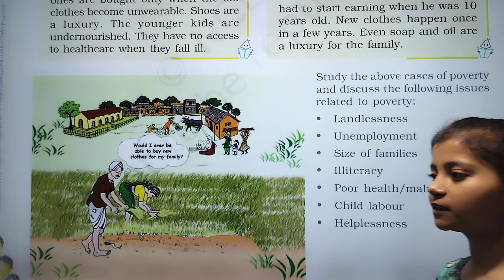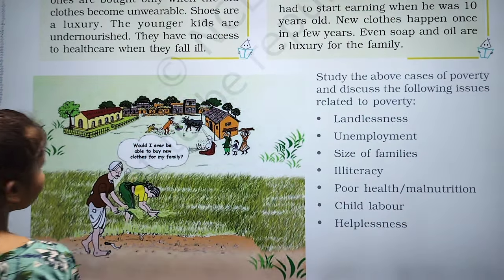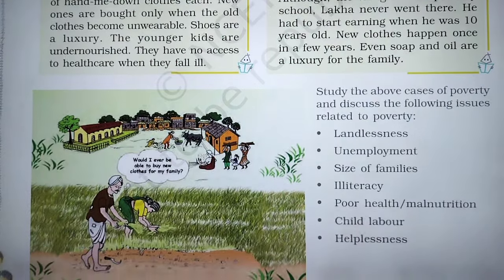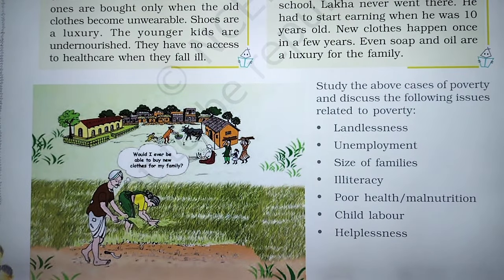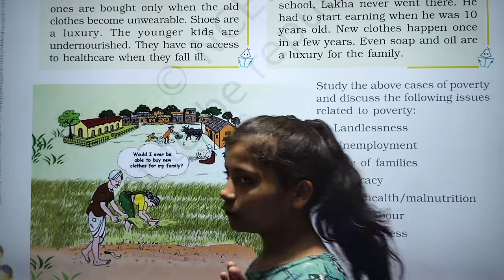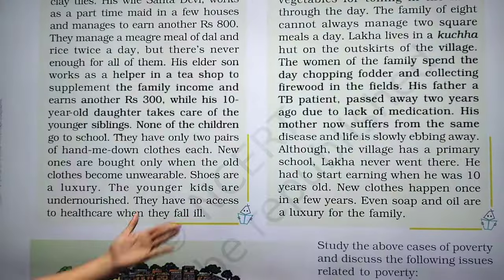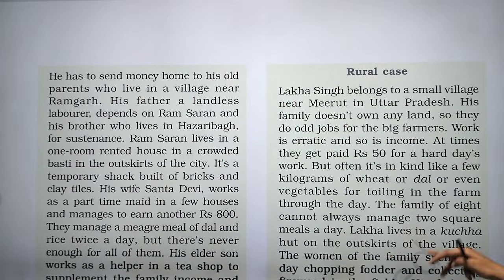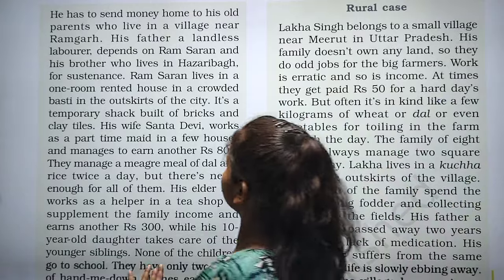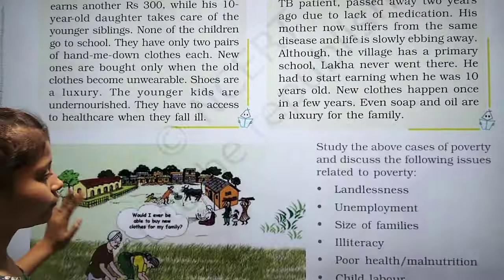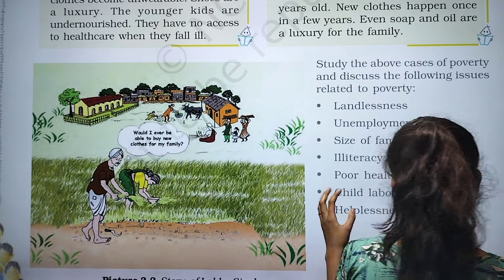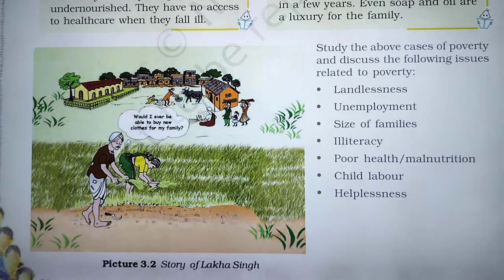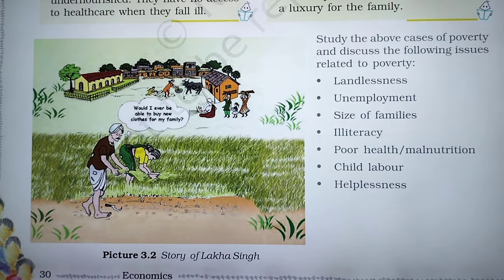If a person is landless, that is one issue. Now the second one is unemployment, then size of family. Here his family has 8 members and cannot manage, while in the urban area it is 6. Then illiteracy, poor health, child labor and helplessness. These are the issues related to poverty.